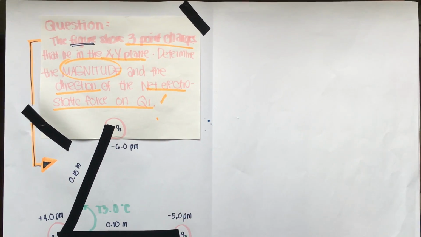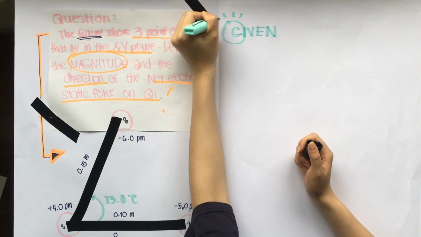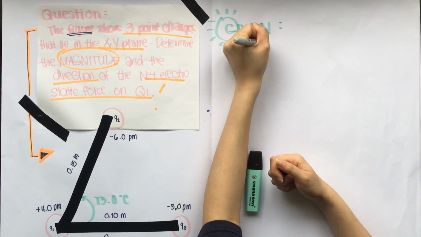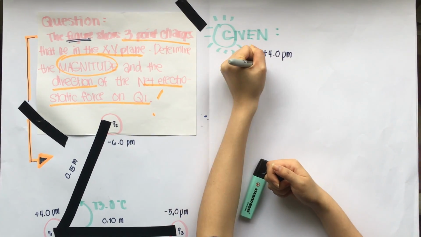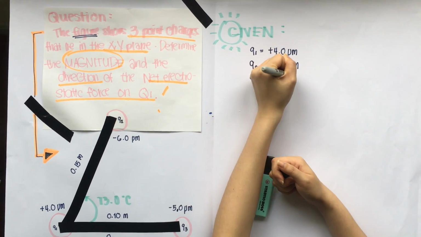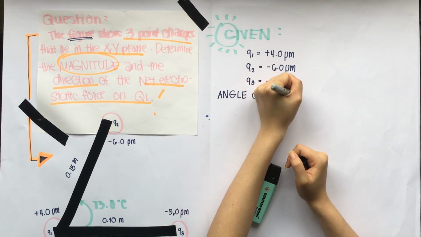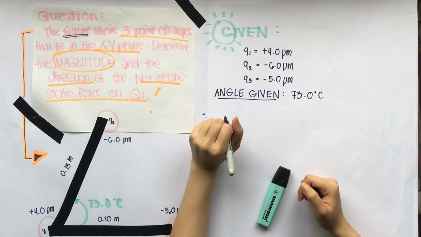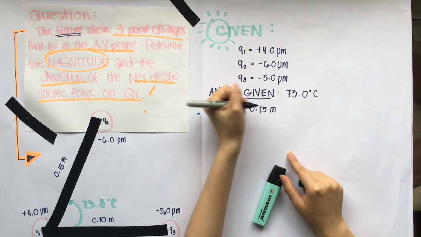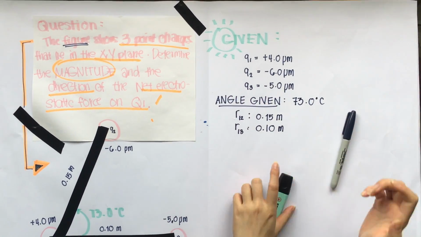So let's get started. Let's start answering the GASA. For GASA, we have G, given. We have 3-point charges which are Q1, Q2, and Q3. For Q1, we have plus 4.0 microcoulomb. Q2, we have negative 6.0 microcoulomb. And for Q3, we have negative 5.0 microcoulomb. And for the angle given, we have 73.0 degrees. For the radius, we have R12 is equal to 0.15 meters, and for R13 we have 0.10 meters.